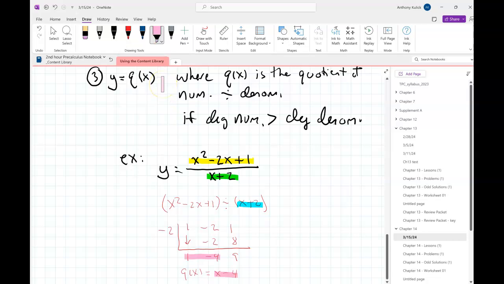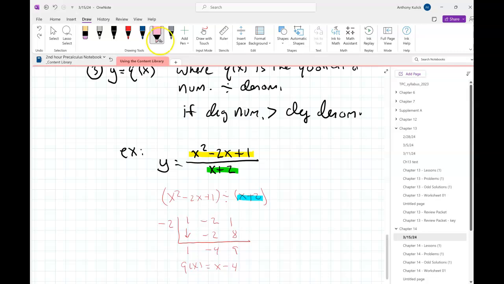X minus 4. Do I care what the remainder is? I do not. It doesn't matter for this. So my end behavior asymptote is y equals x minus 4. Cool?